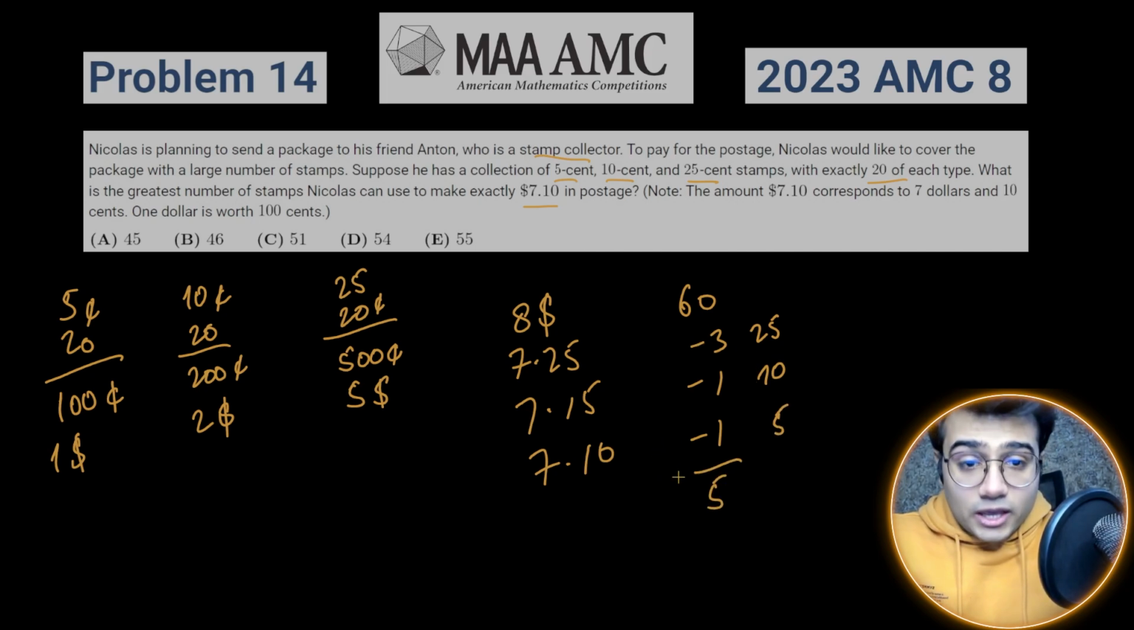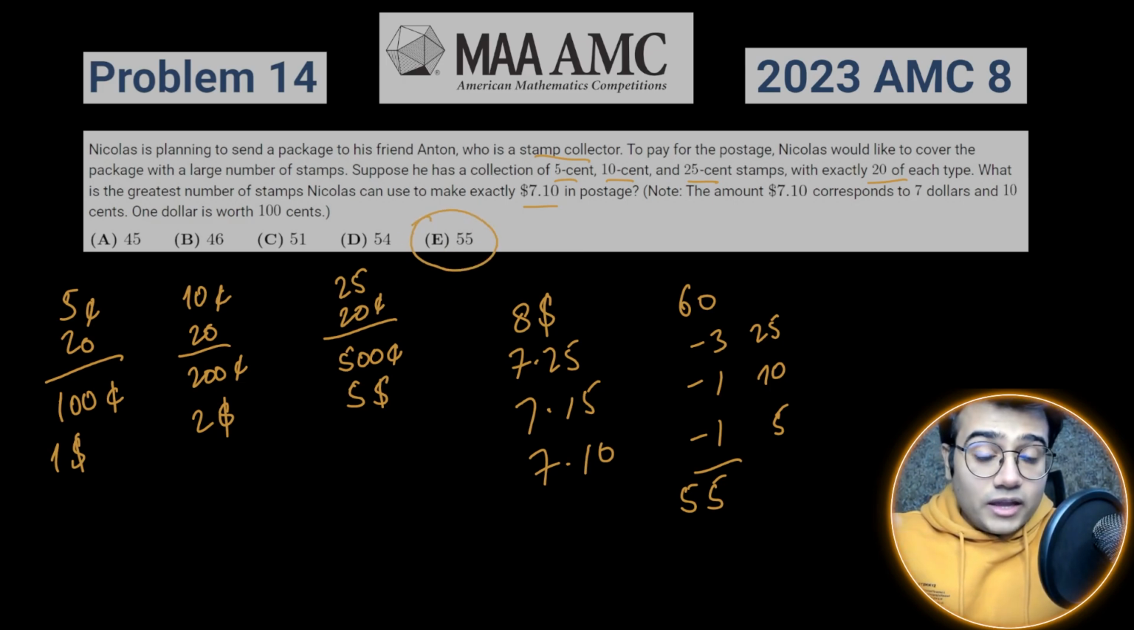So we were able to make that amount with a total of 55 stamps, and that's the maximum answer that we have here. That means we are guaranteed to have gotten the right answer. So the answer is E.